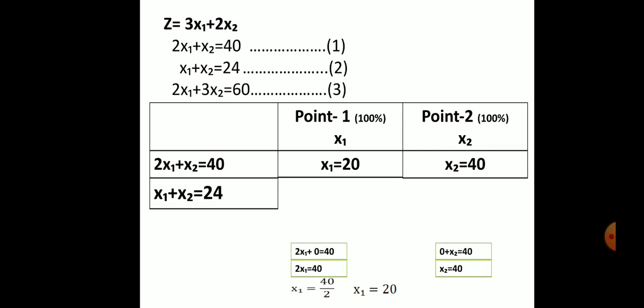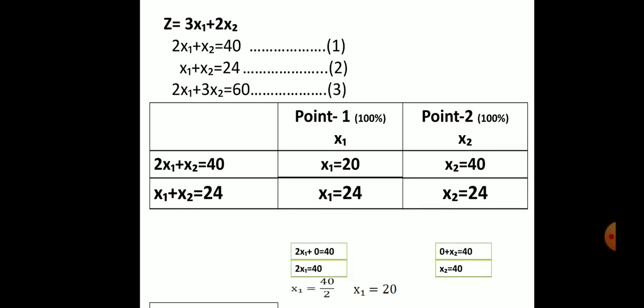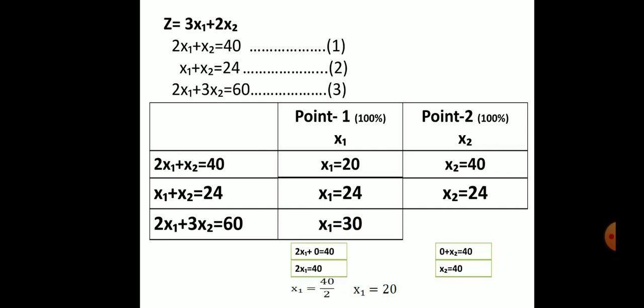In the second equation, x1 plus x2 is equal to 24, so x1 is 24 and x2 is also 24. In the third equation they have given 2x1 plus 3x2 is equal to 60. For the x1 value, 60 divided by 2, so x1 is 30. For the x2 value, 60 divided by 3, so 20. This is the value you are getting. It's clear, students, how to find.